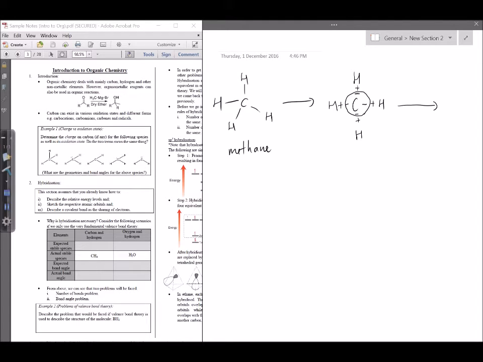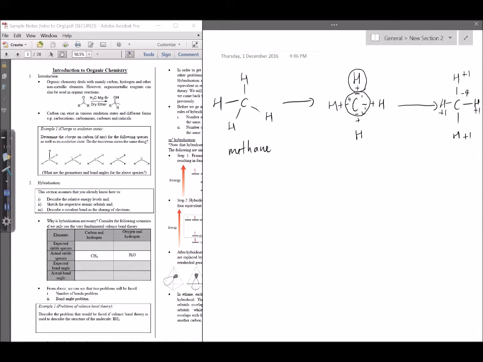So for now, there's a total of 1, 2, 3, and 4 charges, and they are all negative, which means that your oxidation state for carbon is simply -4. And for hydrogen, since there's only one positive charge, it will be +1, +1, +1, and +1. So this is how you can obtain the oxidation state of the atoms in methane, right?